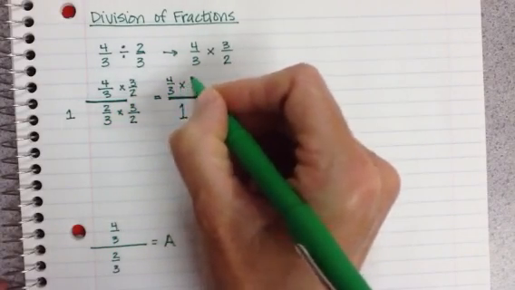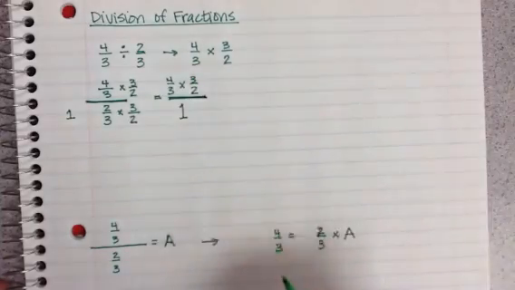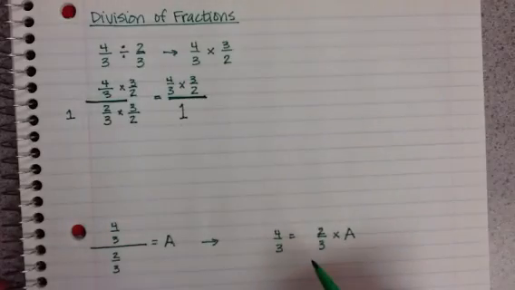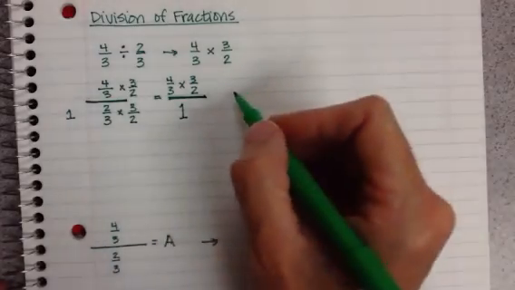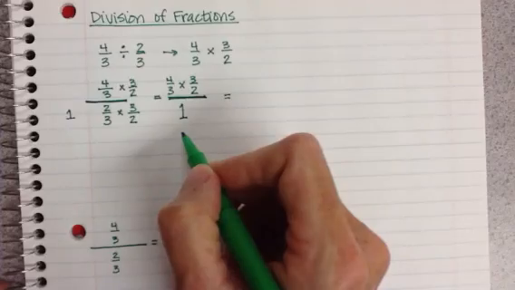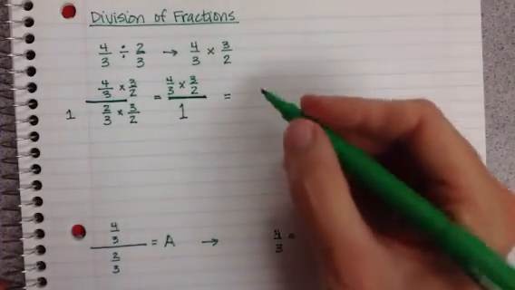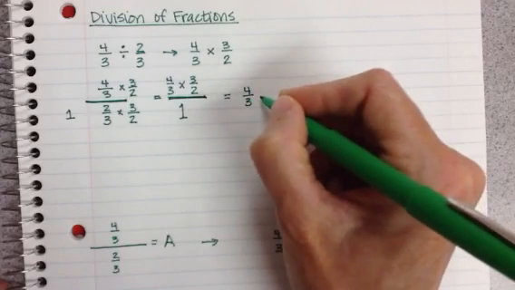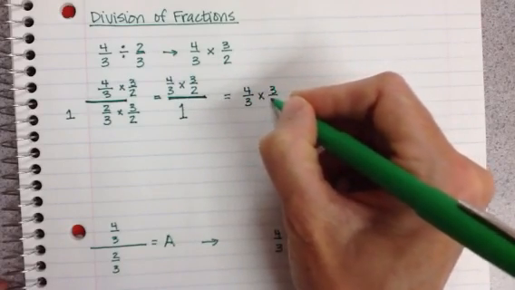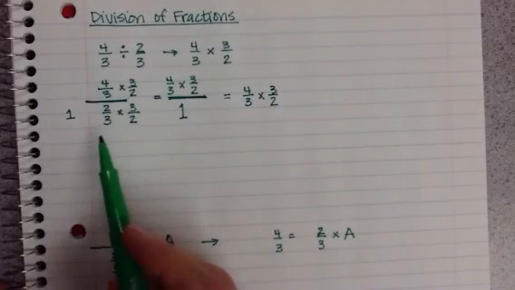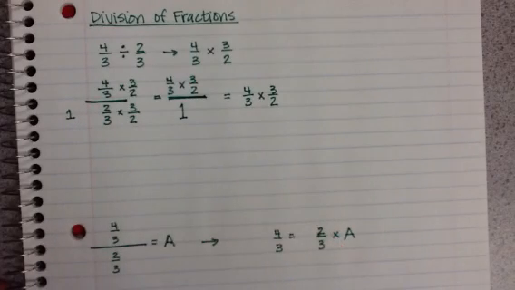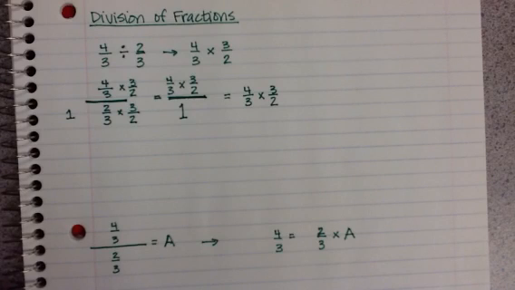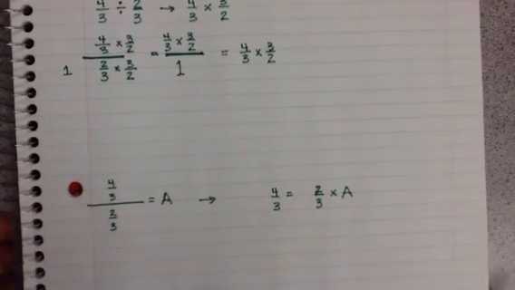4/3 times 3/2. Well, that's funny. That looks like the same thing we have here when we invert and multiply. So that's essentially what you're going to do, because now we can get rid of this. This is the same as number 1. You can just write it as a whole number, or in this case it's going to be 4/3 times 3/2. So that is how you can get from a division problem into a multiplication problem, and then go ahead and solve it as multiplication. Let's take a look at this another way.